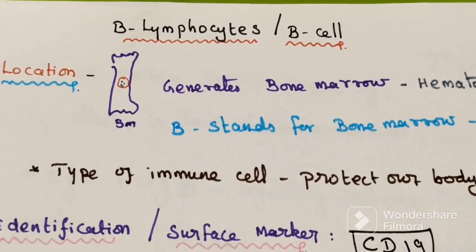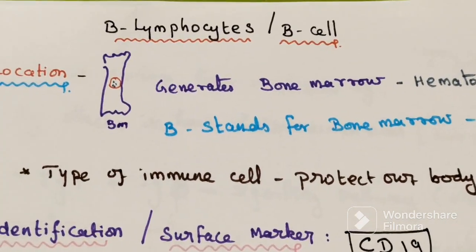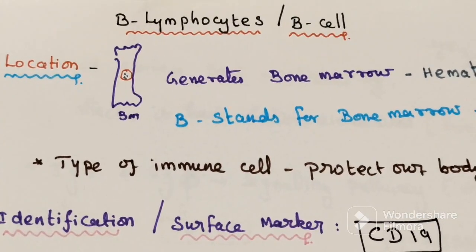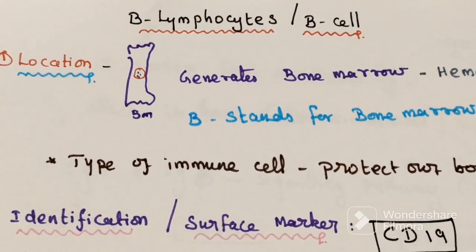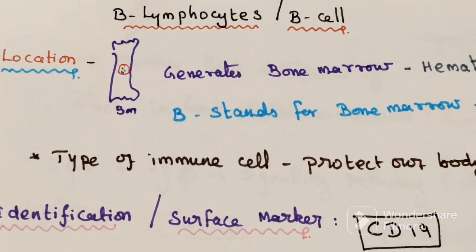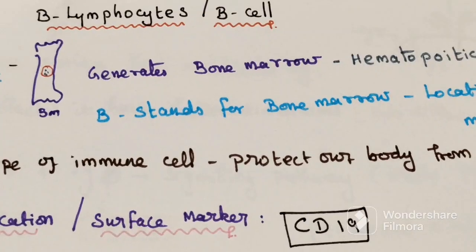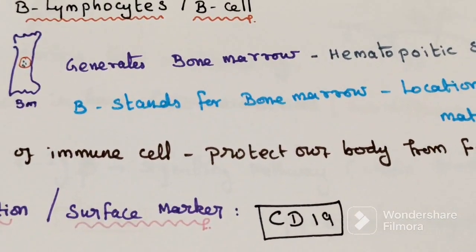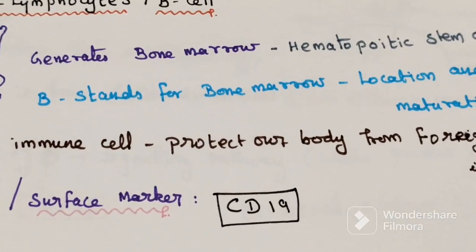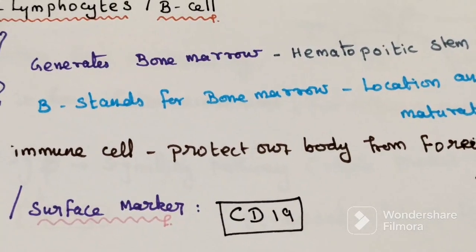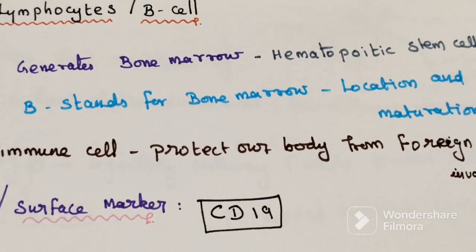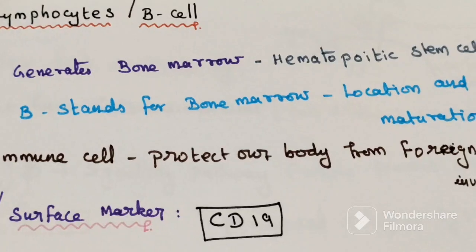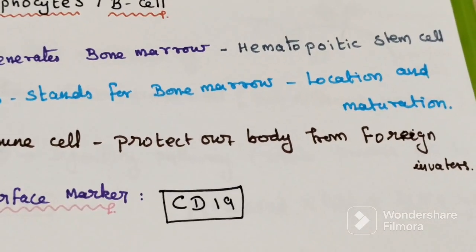Today's topic of discussion is B cells or B lymphocytes. Why do we call it a B cell? Because of its location. It is generated in the bone marrow. It is the place of generation of B cells as well as maturation. That's why we call it a B cell. B stands for bone marrow. It is the location of generation as well as maturation.